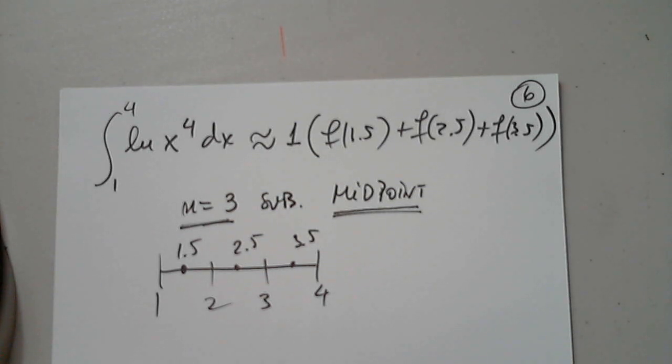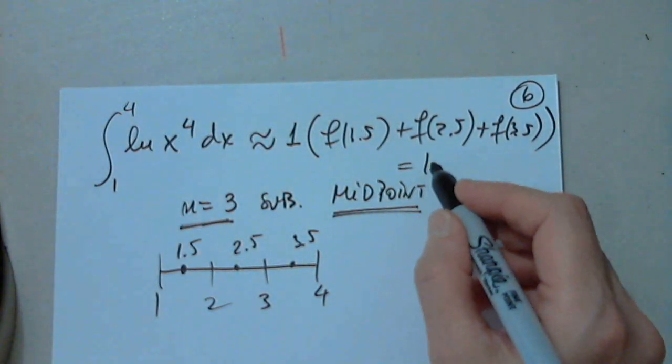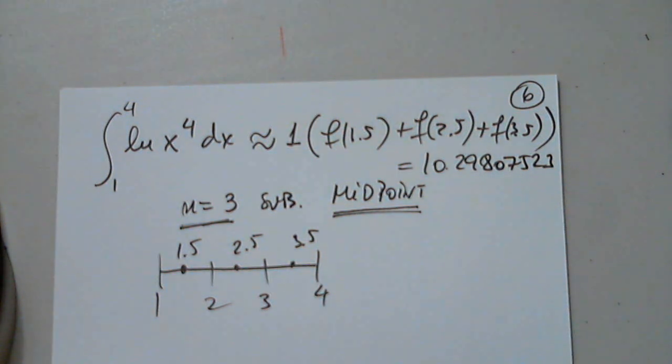No, not there. Here. And when I click enter, I will get all these numbers, and then I go to second and exit, stats. I want to calculate one variable stats with list L2, and I will copy exactly what I need, and here's the sum. So the answer is 10.29807523.